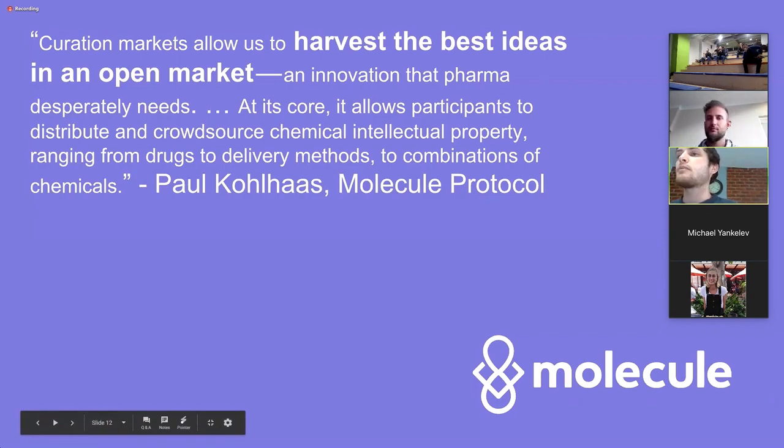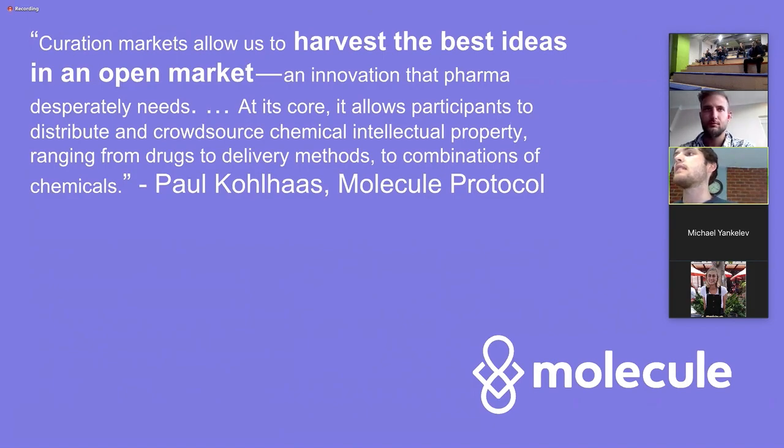So at Linum Labs, we've also been part of working on a project called Molecule, which has recently been announced publicly. And from the article, Paul, the founder of Molecule, says that curation markets enable Molecule to harvest the best ideas in the open market. So this idea of harvesting ideas, we talked about it earlier, where we define what curation is. Curation being the selection, organization, presentation of information.